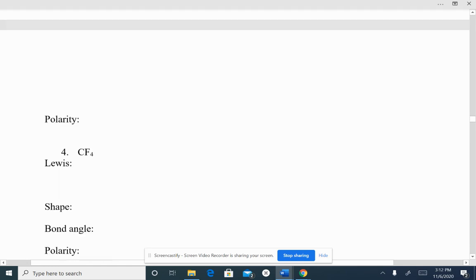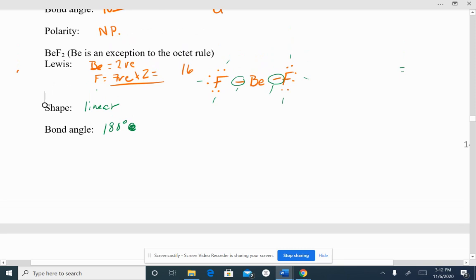Let's do some more. Now, polarity. Let's look at this. Fluorine is going to be a lot more electronegative than beryllium. Fluorine is 3.98, and beryllium is 1.57. That is really a huge electronegativity difference, to the point that we would expect it to be ionic. And yeah, it pretty much is ionic.